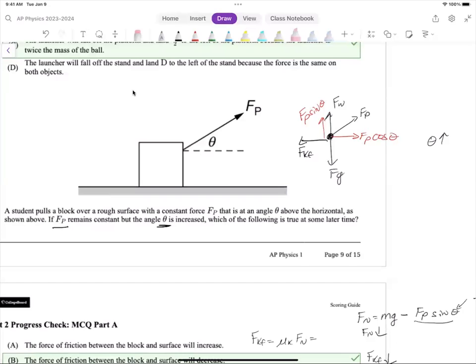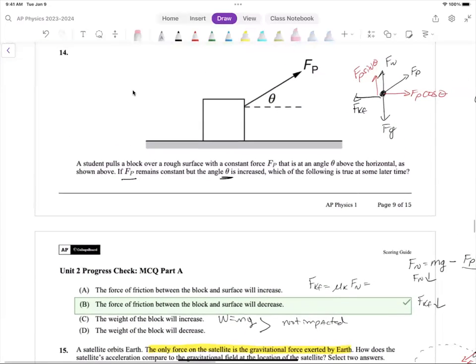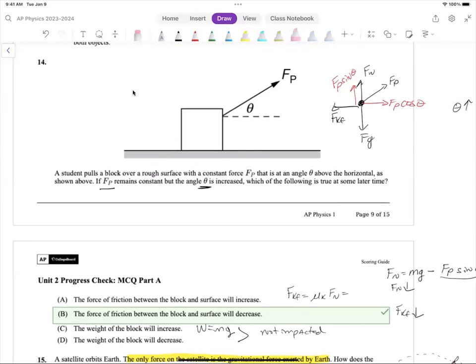Now, let's look at the x direction. If theta goes up, FP cosine theta goes down, right? Yes. And then that could impact my acceleration. So I don't know what they're asking. Let's go look what the questions are. The force of friction between the block and surface will increase. Okay, what's the equation for force of friction? Force of kinetic friction equals mu k times Fn.